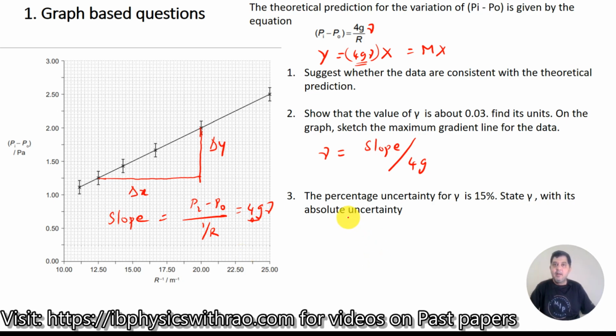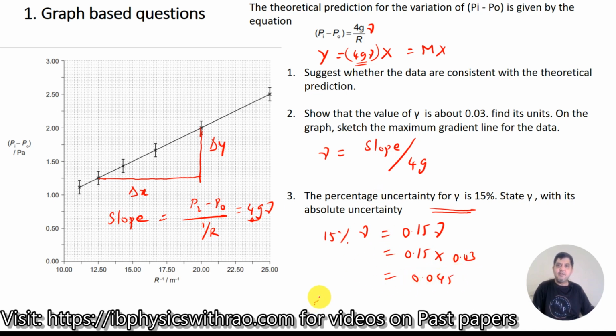Now the percentage uncertainty for gamma is 15%. State gamma with its absolute uncertainty. You get some value of gamma here, and it says the uncertainty is 15%. What you should do is 15% of this gamma, which is 0.15 times gamma. What is the value you get? 0.03. 0.03 multiplied by 0.15 is 0.0045. You get this answer over here. So you should write 0.03 plus or minus 0.0045. This should be your answer.